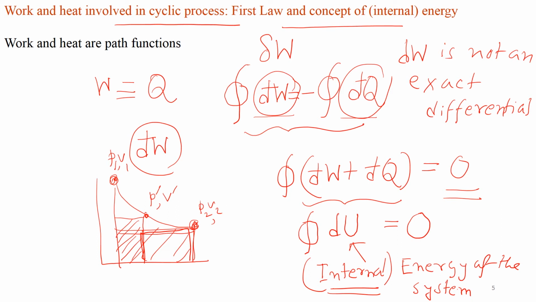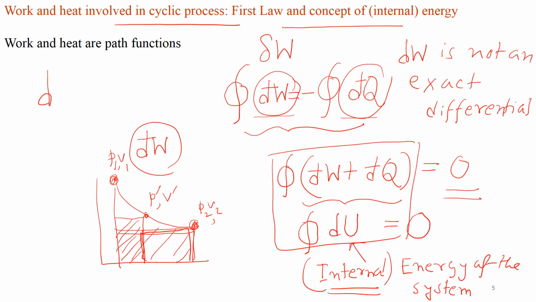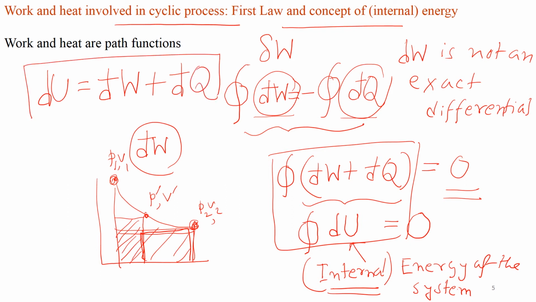Now, we can combine these two relations. What we just got, we just saw that du is nothing but d cross w plus d cross q. So, this is the first law of thermodynamics written in its differential form.